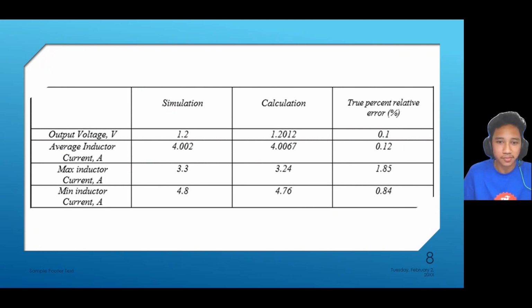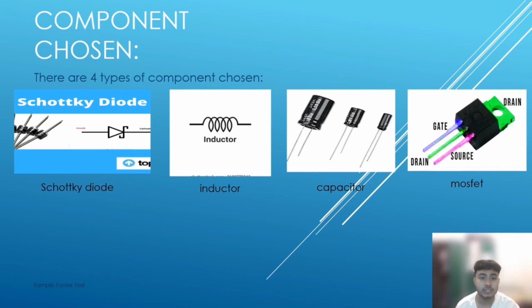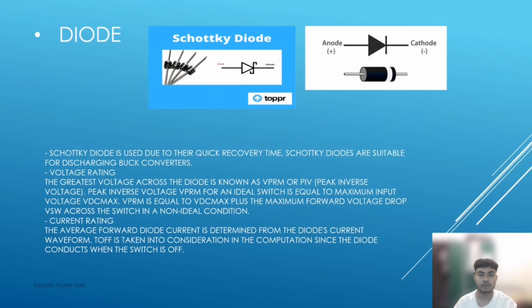Thank you. Next we have the component choosing. There are four types of components that will be chosen inside the buck converter. First of all we have the Schottky diode, next the inductor and capacitor, and finally the MOSFET. For the diode we will be using a Schottky diode. Schottky diodes are used due to their quick recovery time, and they are also suitable for a buck converter.